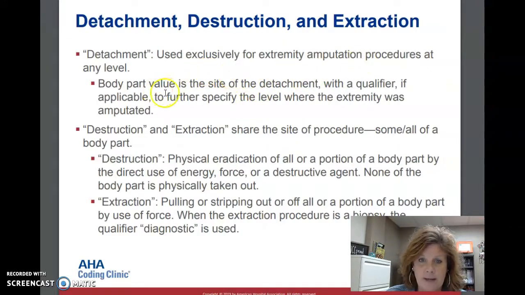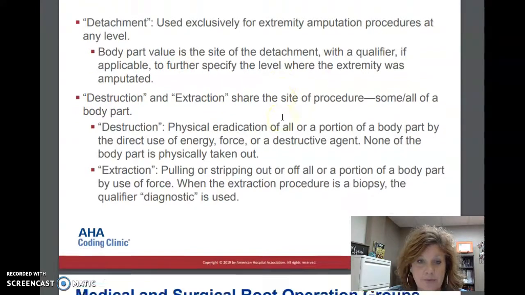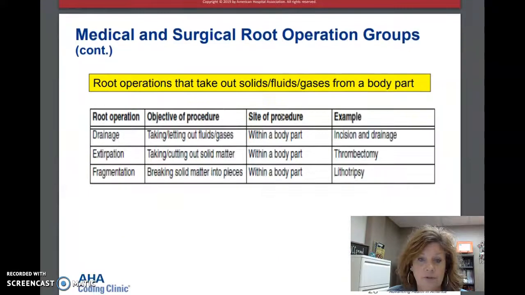Detachment: the body part value is the site of the detachment, with a qualifier applicable if they're saying where it was. Destruction and extraction share the site of the procedure. Here are some nice examples for the next one we're going to do. We have root operations to take out solid fluids or gases from a body part. So drainage is letting out fluids within a body part, and the site of the procedure is all the same.